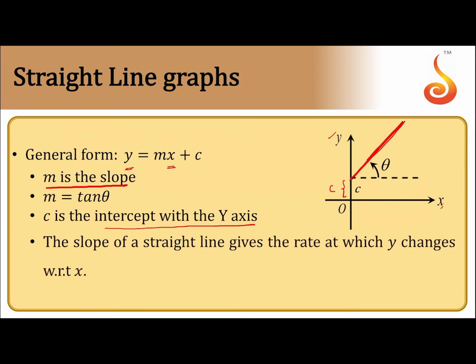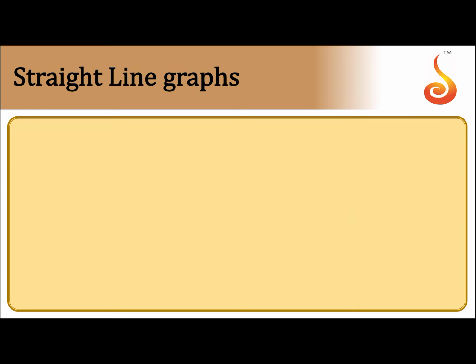And the slope of a straight line gives the rate at which y changes with respect to x. So, read it carefully. When we say slope, it gives the rate at which y changes with respect to x. In general, we can represent the graph like this: x and y. This is the general representation. Observe that this is your c and this is the straight line.